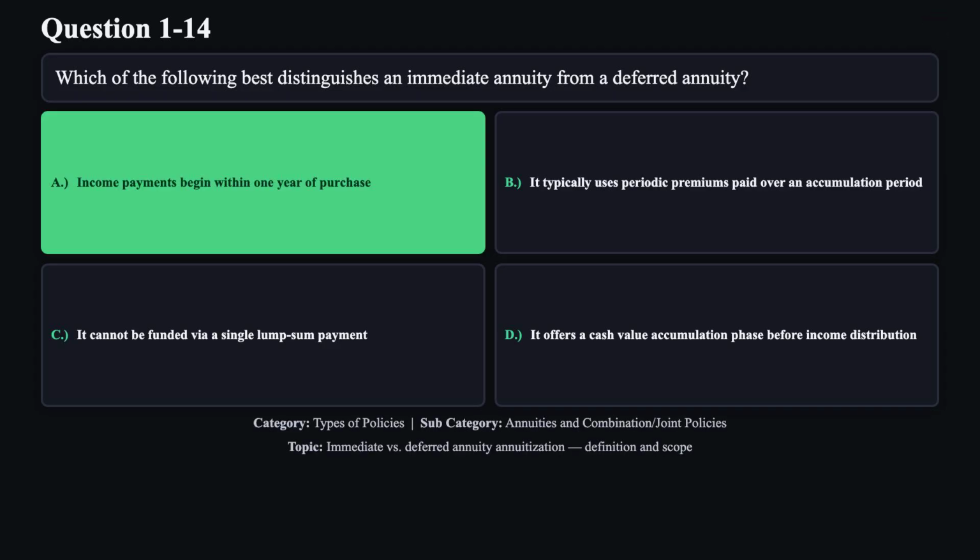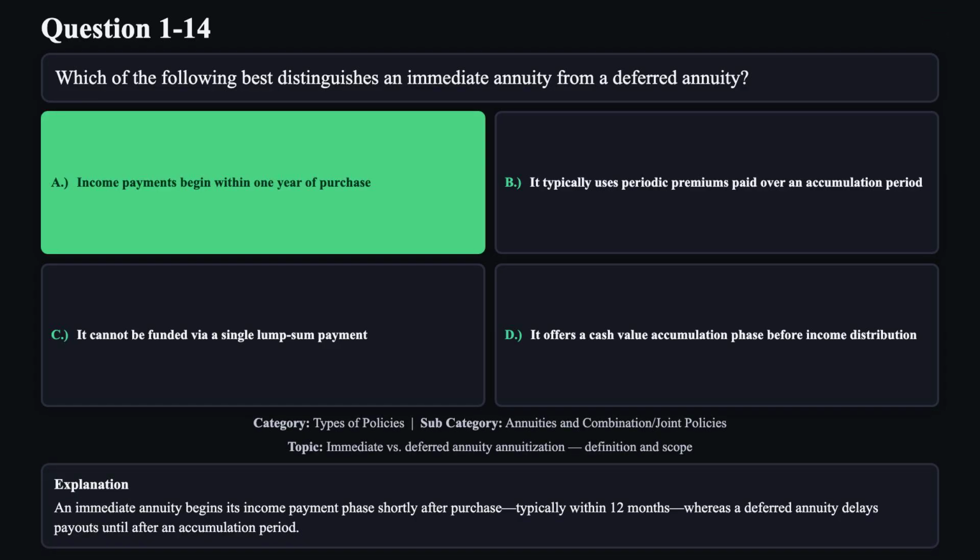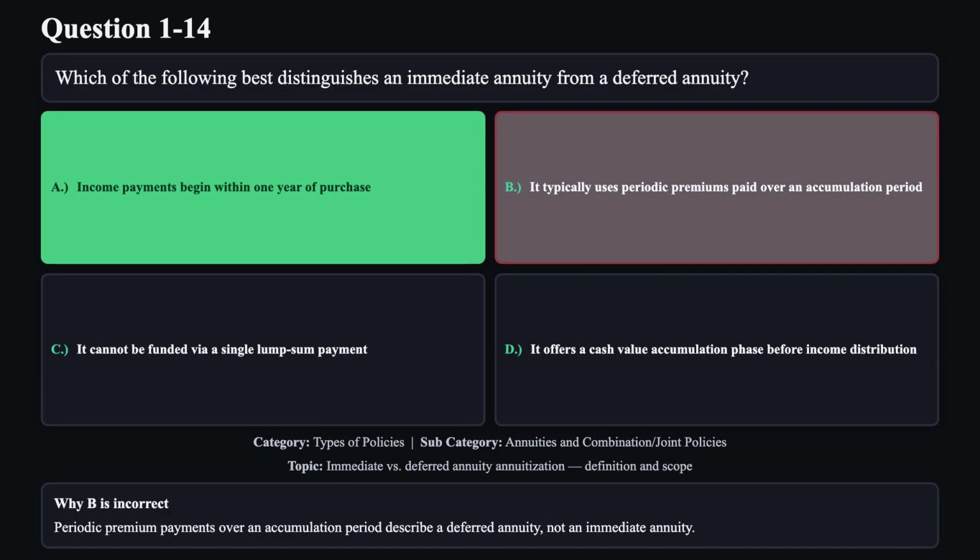The correct answer is A. An immediate annuity begins its income payment phase shortly after purchase, typically within 12 months, whereas a deferred annuity delays payouts until after an accumulation period. Reason B is not correct. Periodic premium payments over an accumulation period describe a deferred annuity, not an immediate annuity.